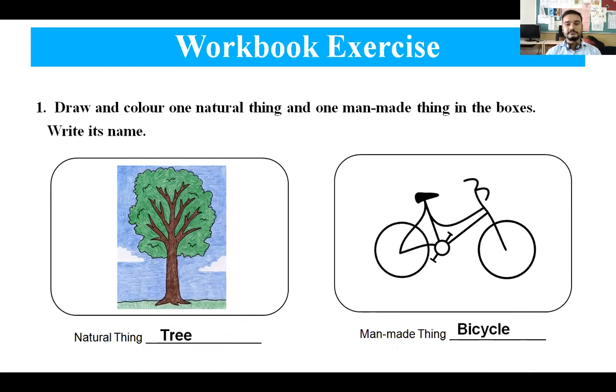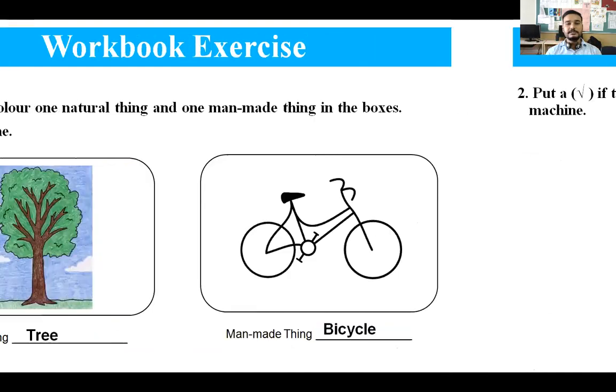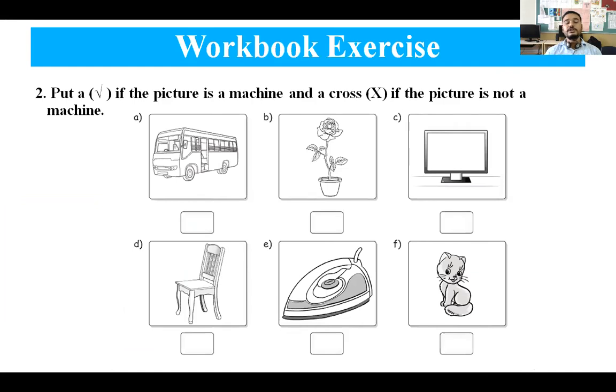Got it? Okay. Now second question is, you have to put right tick mark if the picture is of a machine, and you have to put cross mark if the picture is not a machine. So first one is a bus, school bus.